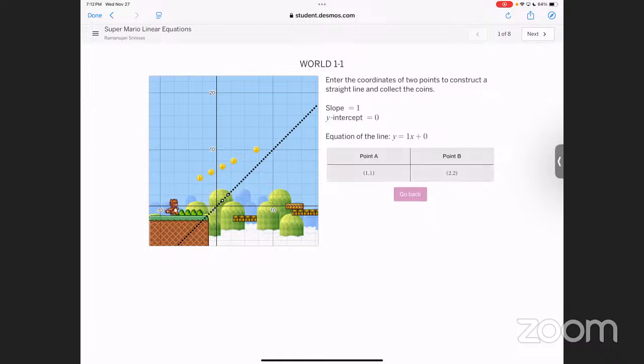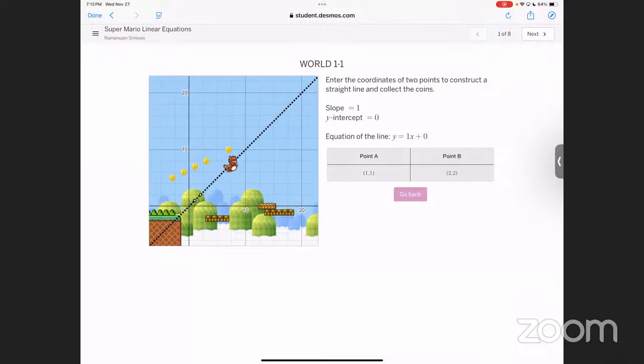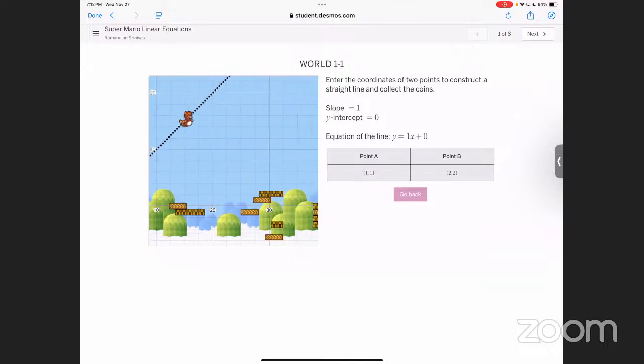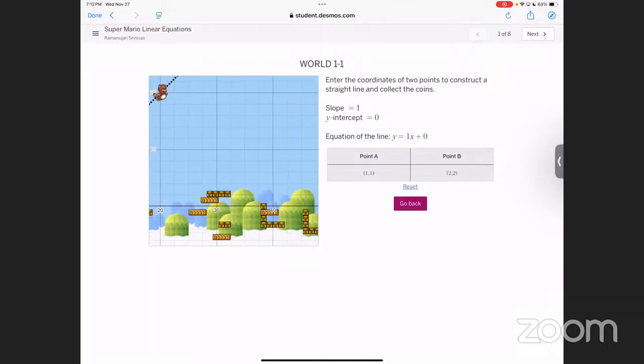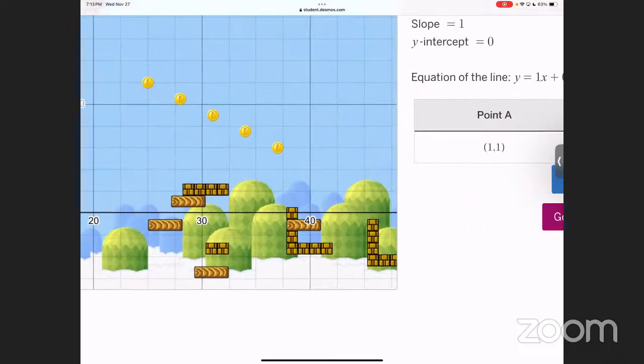So if I click fly, I didn't do it. So they're giving another question. The question here is: enter the coordinates of 2 points to construct a straight line and collect the coins. To collect the coins, you really need to find where the coins are lying, isn't it? So which coordinate the coins are lying at, that's something we need to find out. I see one of the coordinates can be in this diagram. So let's go back here.